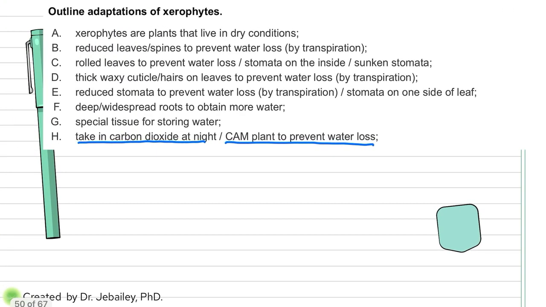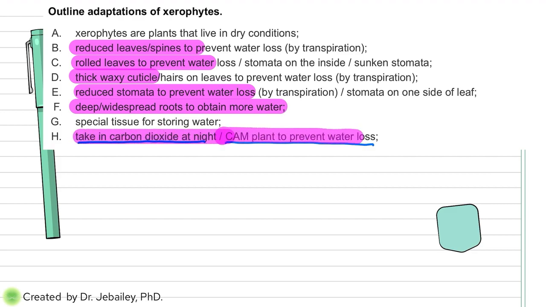So before I go to the next one, let's repeat this just to get it strong. How many points did I get here? I did mention reduced leaves, rolled leaves, the thick wax cuticle, reduced stomata to prevent water loss, the deep roots going down to get more water, and basically the CAM plants, which means taking in carbon dioxide at night. So that means stomata only open at night. Now, I can mention the obvious, that they are in the desert and they have special tissues for water storage. So I'm just adding the extra information.